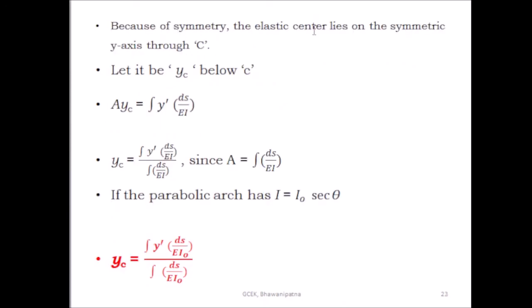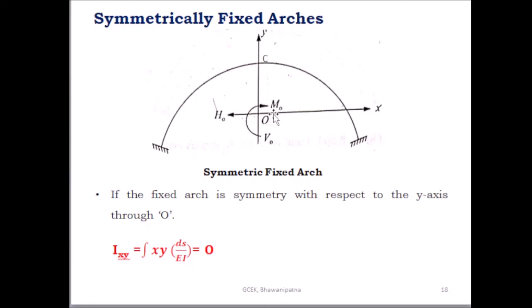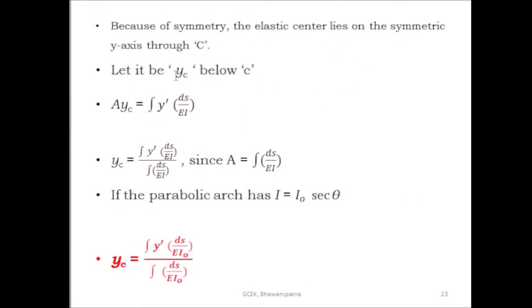Because of symmetry, the elastic center lies on the symmetric y axis through C. Let it be YC below C. This is the crown, this is the vertical y axis, and here the elastic center lies just below C in this axis. Let it be YC below C. So the distance from C to O is YC.